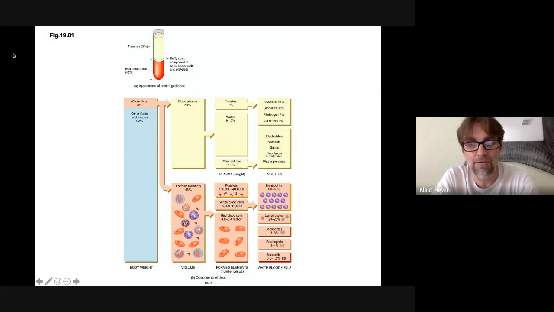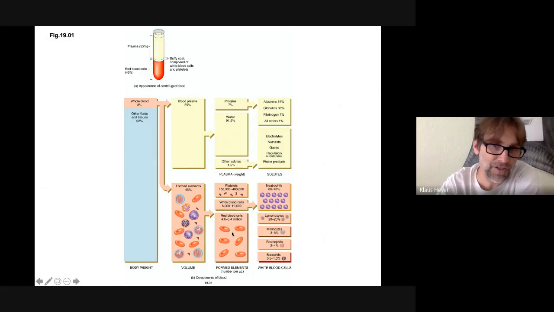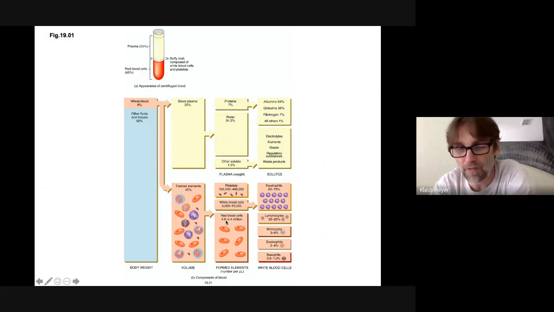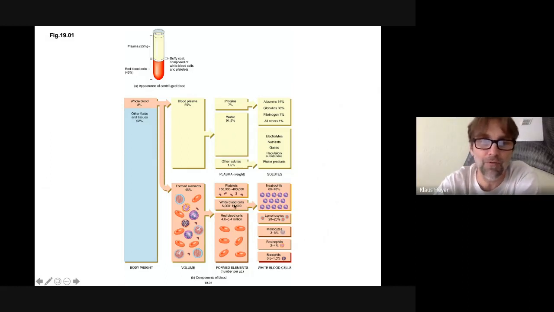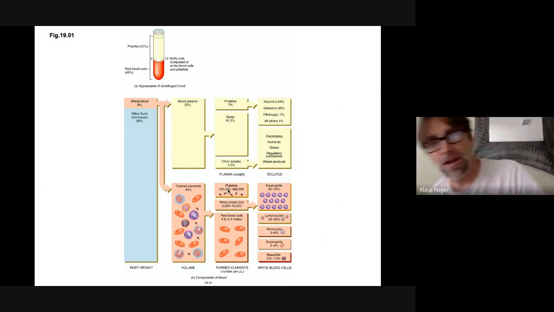So you see here that we went over this, that blood is about 55% plasma and 45% formed elements. We went over plasma, and then we're going to go over these formed elements. Actually, we went over red blood cells, erythrocytes, and then we're going to go over white blood cells and platelets, and that will pretty much end the chapter.